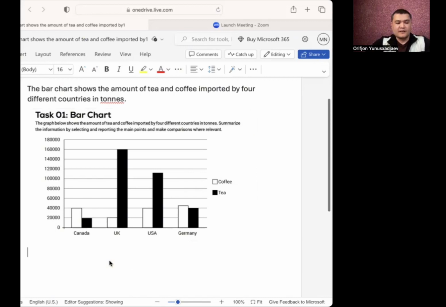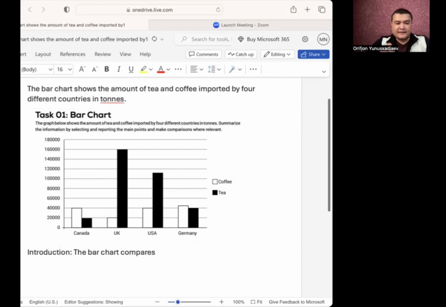First off, write down the word introduction to make it clear. All right, it says here the bar chart. Well, it doesn't make real sense, so I will simply write down the word bar chart. And shows, well, again, there are thousands of words, right? Simply write down the word compares.